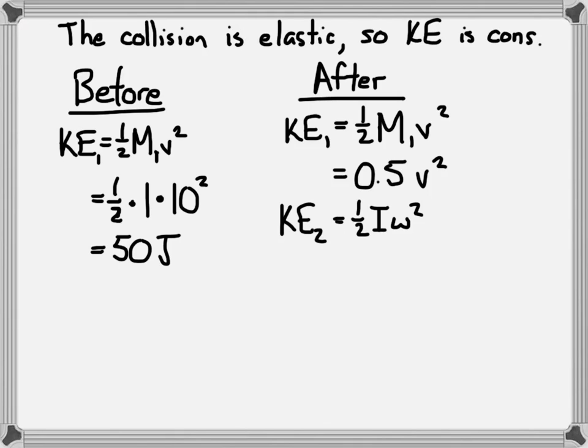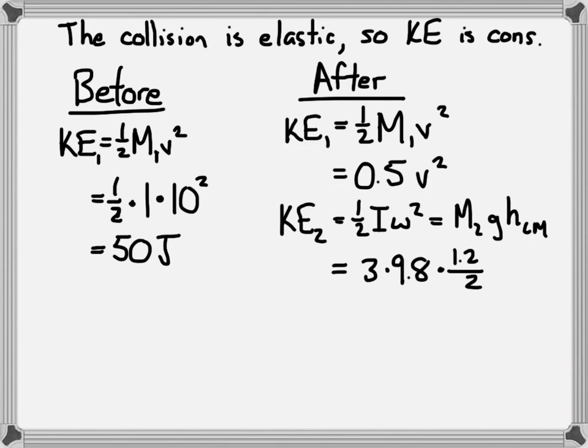And the kinetic energy of the bar, I could initially say it's 1/2 I omega squared, but why plug in that complicated moment of inertia and that expression for angular speed when I know that all of that energy became gravitational potential energy when the bar swung up to its maximum height? So let's just use m2 times g times how far the center of mass rose. When I do that, I get 3 times 9.8 times 1.2 over 2, and so that is a total kinetic energy of 17.6 joules.